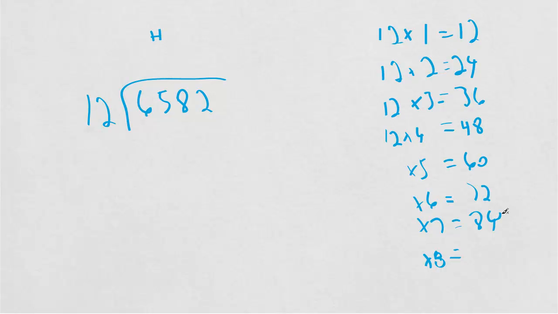equals 96, and finally times 9 equals 108. So all I did for these factors was add 12 to the prior one. So times 4 would be 48, add 12, add 12, add 12, add 12, add 12. That's kind of a side note.